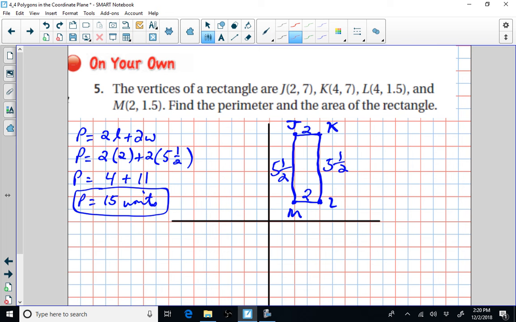If I'm doing the area, the formula is equal to length times the width. So the area is going to be equal to the 2, which is our length, times our width, which is 5.5. And when we multiply 2 times 5.5, that's going to be an area of 11, and those would be square units. All right, we circle or box our answer.